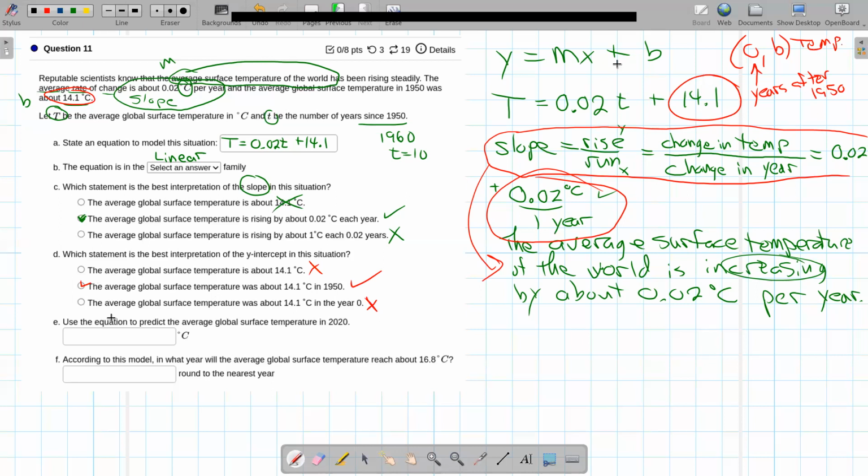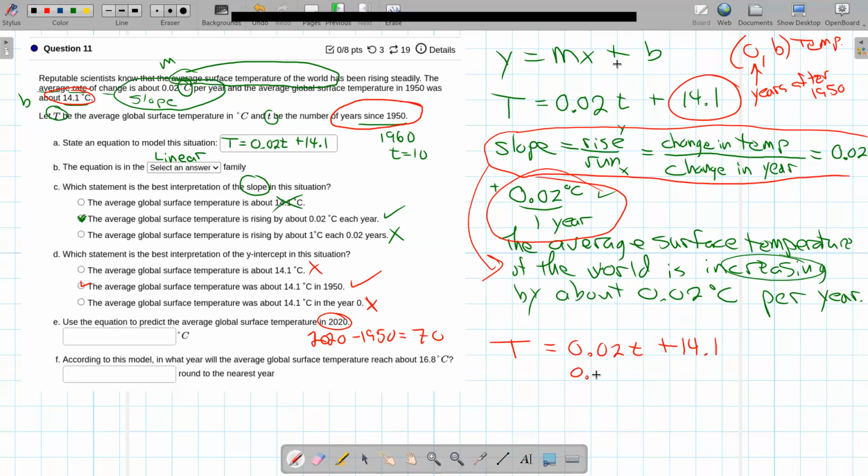Use the equation to predict the average global surface temperature in 2020. Okay, last year. All right, well, we have a formula. Our formula says that our average global surface temperature is equal to 0.02 T plus 14.1, and T is the year since 1950. So 2020 is how many years later? Well, if you're not sure, take 2020 and subtract 1950. So 50 plus 20, it should be 70. Whip out your calculator to double check. And again, your year may be different than mine. So I get 70 years later, so I would put a 70 in there.